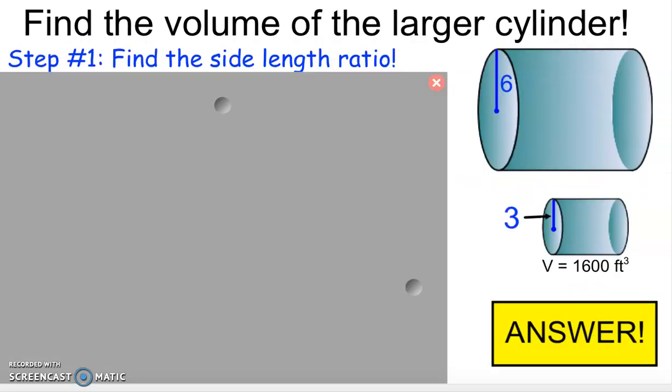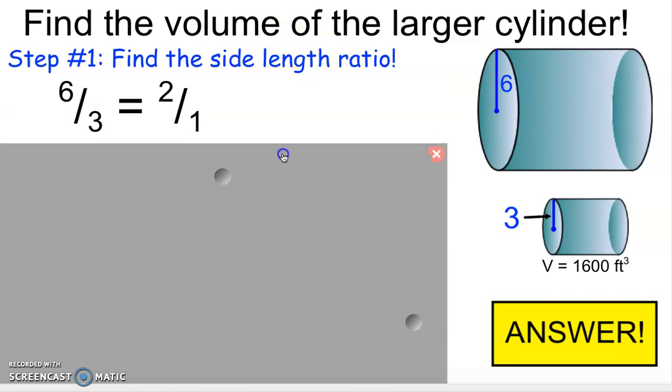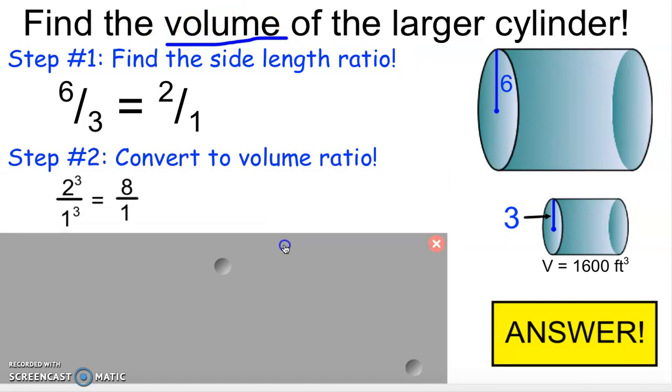Okay, so I want to find the volume of the large cylinder. It has a radius of 6 feet, and the radius of the small cylinder is 3 feet. I know the volume of the small cylinder, okay? So I need to figure out the scale factor first. I'm dealing with a 6 and a 3. When I do 6 over 3, that becomes a ratio of 2 to 1. So my scale factor between them is 2 to 1. But because I'm finding volume, I'm going to have to cube that scale factor. So that becomes 8 to 1.